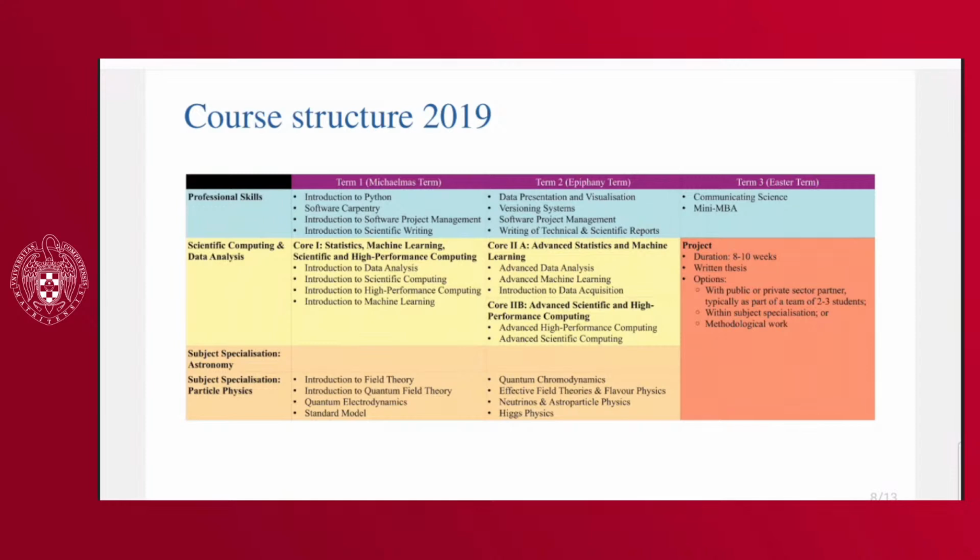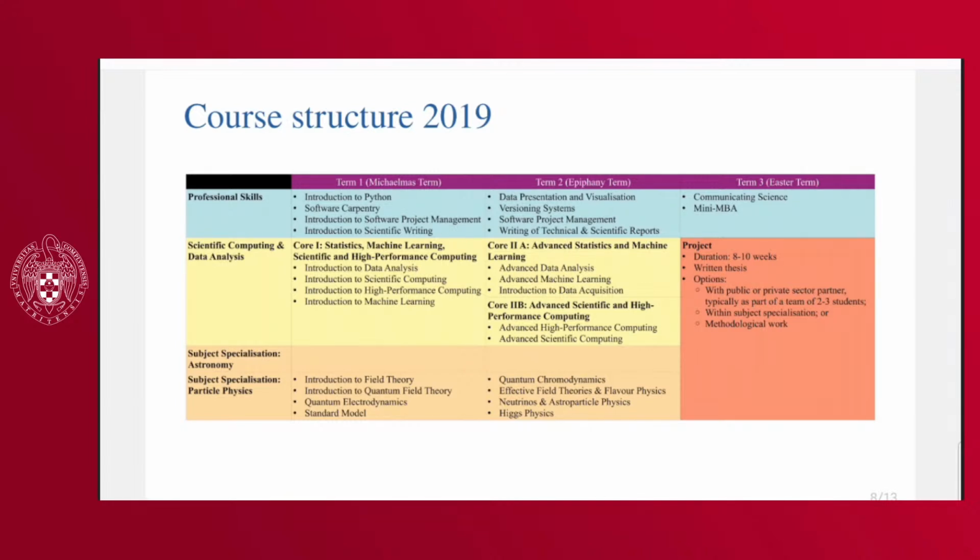In our course and in our core skills, we have core 1, and that is pretty much what we inherited from the PhD lectures. So it's introduction to data analysis, scientific computing, high performance computing, machine learning. And then, as I've said, there comes the split. It's either advanced statistics and machine learning, or it's advanced scientific and high performance computing. And for subject specializations, we had astronomy and particle physics. And for particle physics, we did this pretty much by extraction from our existing master's course, where the students had to go through the lectures that you see in this orange here.